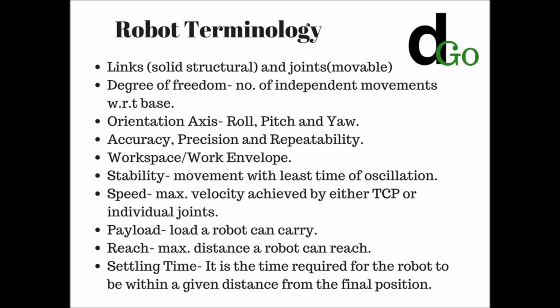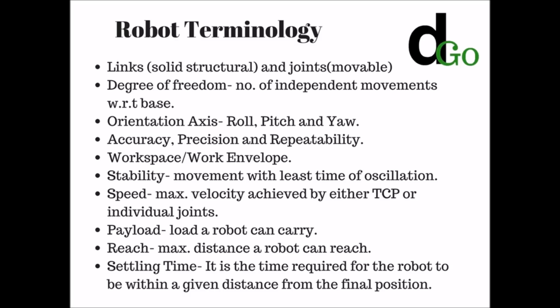Talking about the terminology, so there are links. Basically these are solid structural members and joints, which are movable couplings. Coming to degree of freedom, this is the number of independent movements with respect to the base. There are 6 degrees of freedom in a robot, or 7 degrees of freedom. It depends on robot to robot.